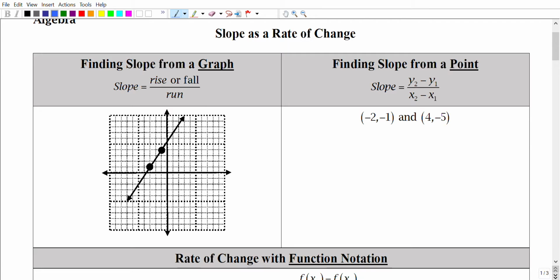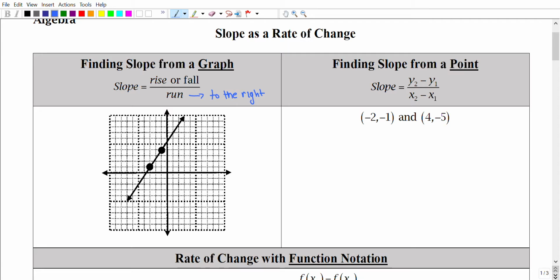So it says finding slope from a graph. So slope equals the rise or fall over the run. Okay, so how much up or down, and then how much left or right. And actually for run, we always run to the right. Okay, so that maybe is a note you should write yourself. We always run to the right. Okay, so it's always going to be a positive number.